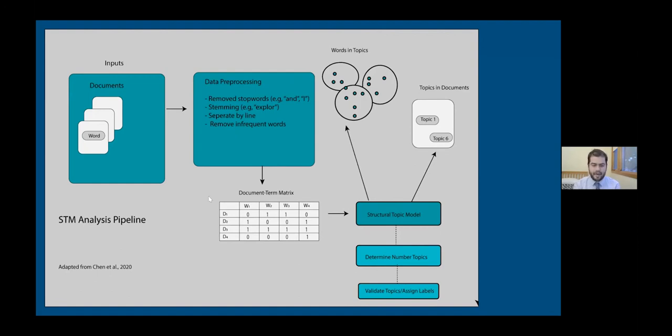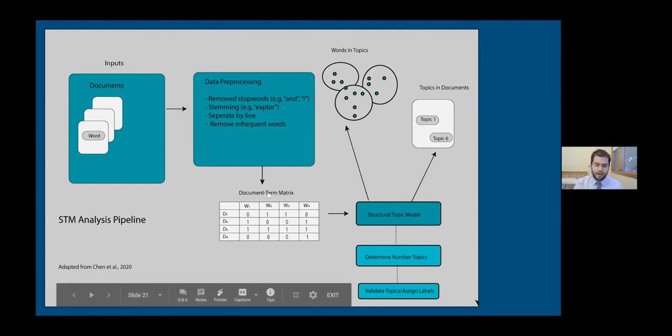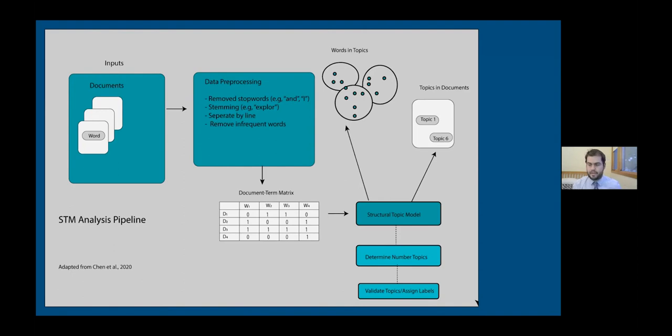And what you end up with is this document term matrix. Think of a big Excel file where each column is a word and each row is a different piece of text, what's called in the natural language processing world, documents. If a word appears in a document, it's coded as one, and if it doesn't, it's coded as a zero. And this is for every single document in the text.